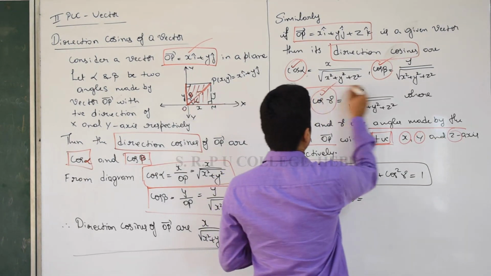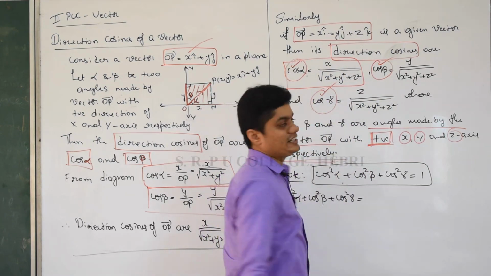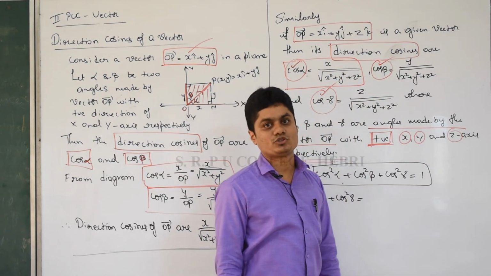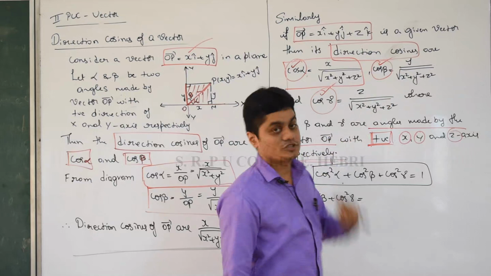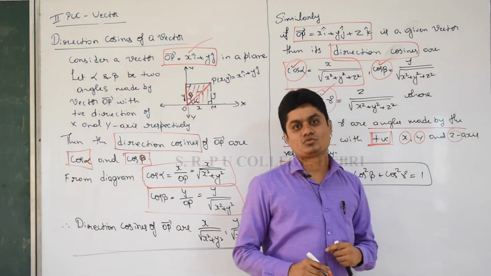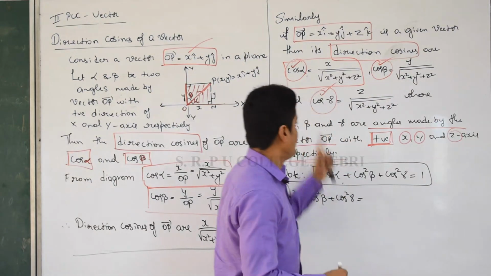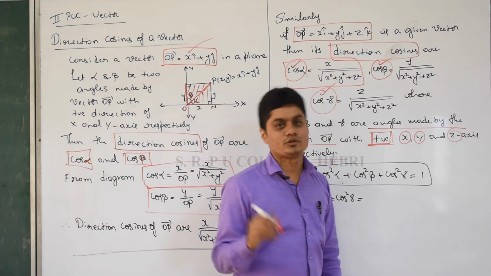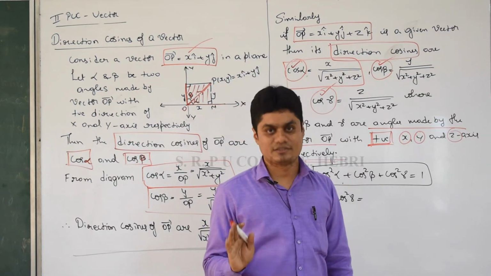You can find out cos alpha like this: x by root of x square plus y square plus z square. Similarly, cos beta is y by root of x square plus y square plus z square, and cos gamma is equal to z by root of x square plus y square plus z square.